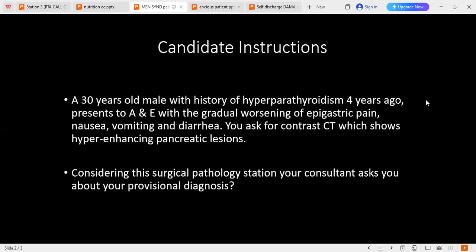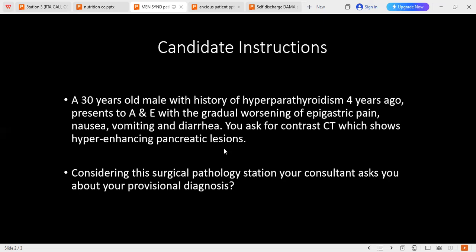Okay. Suppose this CT was done and it shows hyper-enhancing pancreatic lesions. What would you understand by that? It may be the case of insulinoma. All right. How should an insulinoma be diagnosed? What more can you do to confirm your diagnosis?